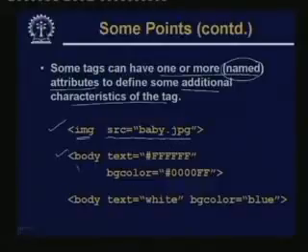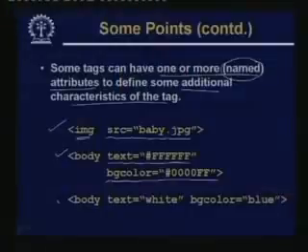Similarly, body is another tag where these are the two attributes, text and bgcolor. Text specifies what the color of the text that will get displayed should be, and bgcolor will tell you what the color of the background should be, okay. These are the two things you can specify.